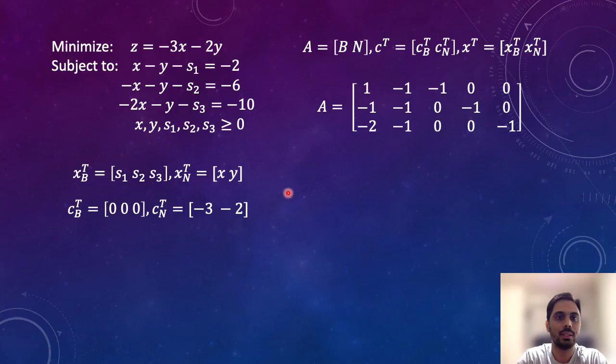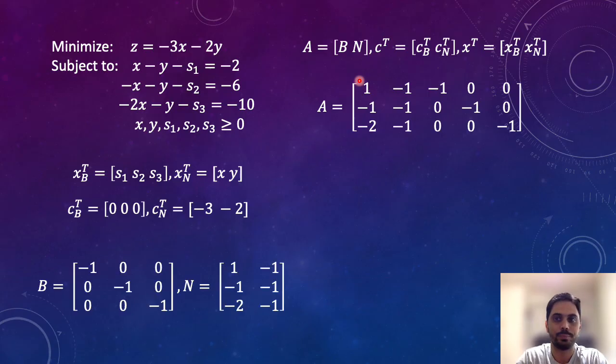Now we can use this decomposition to compute our B matrix, which will be the columns corresponding to our basic variables, S1, S2, S3. So it will be this part of this matrix, the last three columns. The non-basic part, which is N, will be the first two columns of A. So it will look something like this. Using all these things, we can first compute B inverse, because we are going to use B inverse so many times. In this case, B inverse is the same as B because of the way it is structured.